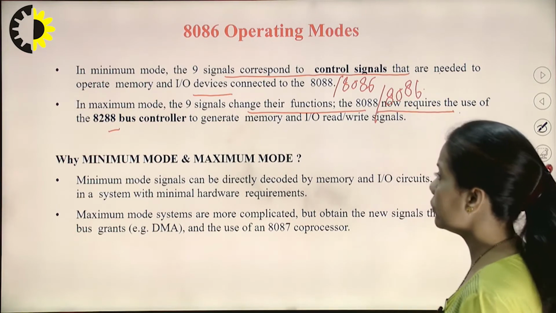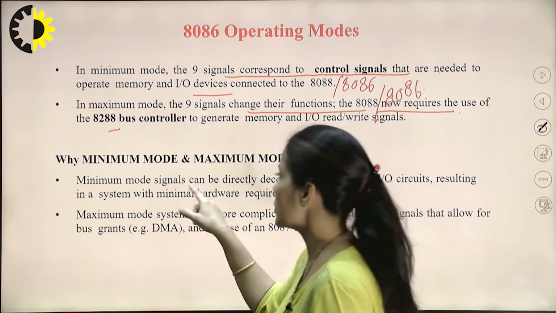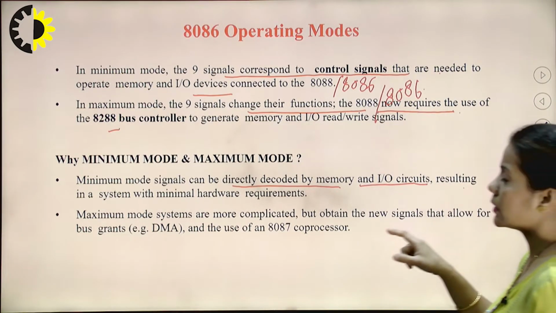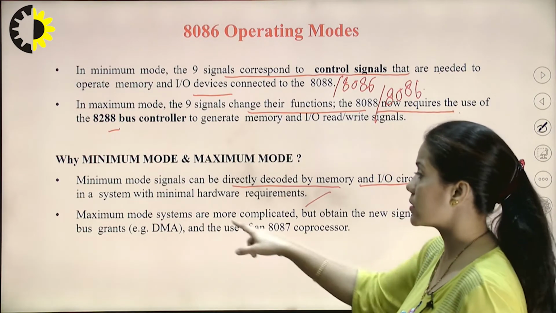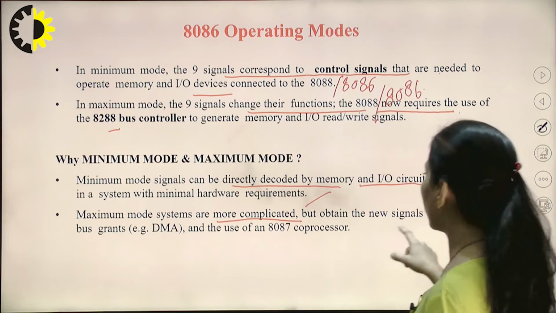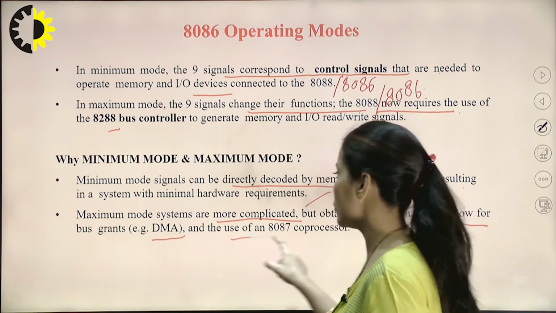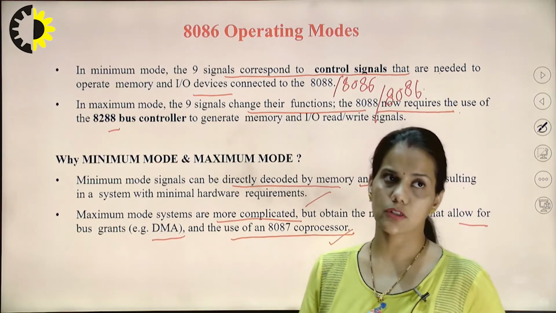So why do we use these two separate modes? In minimum mode, signals can be directly decoded by memory and input output circuits, resulting in a system with minimal hardware requirements. But in maximum mode, systems are more complicated, but obtain the new signals that allow bus grants, that is the DMA, and the use of 8087 coprocessors. So there can be any other coprocessor also.